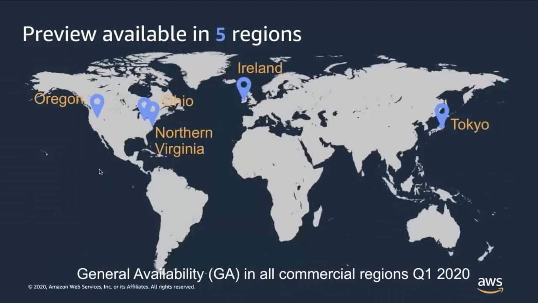We are currently in preview, and in preview we are available in 5 regions. We are available in North Virginia, Ohio, Oregon, Ireland, and Tokyo. When we roll out into GA later this year, we will be available in all commercial regions. During the course of the preview, we do envision adding on other regions.